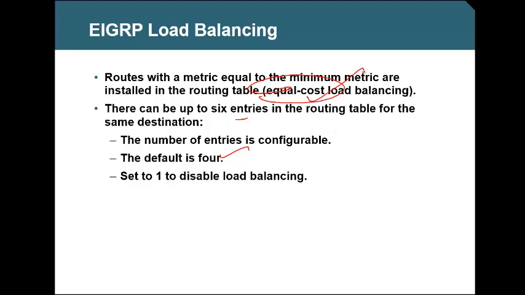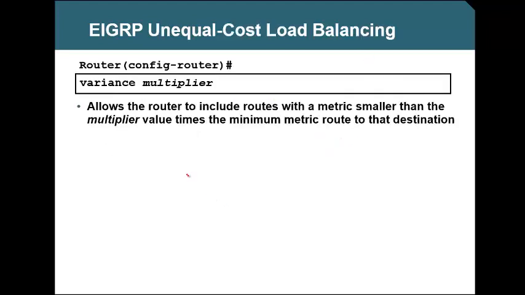But for unequal cost load balancing, we have to add the variance multiplier. See, it allows the router to include the routes with the metric smaller than the multiplier value times the minimum route to the destination. If I say 3, then 3 times. If I say 2, then 2 times.